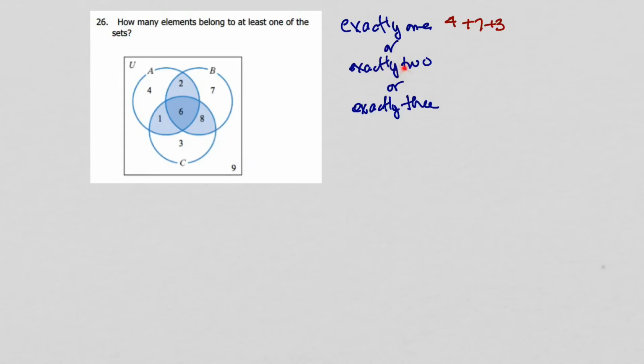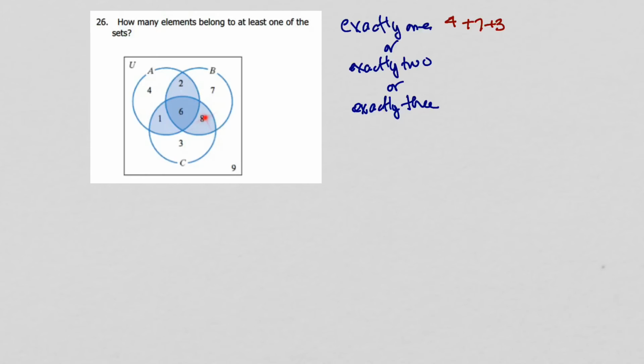And then there's exactly 2. So how many ways can we get exactly 2? So let's look over here. What about this right here? You see that number 2? That region right there, everything in here is in exactly 2, right? It's in A and B and nothing else, just only A and B. What about this 8? Well, these 8 elements are in B and C. They're not in A. Just these 8 are in B and C.